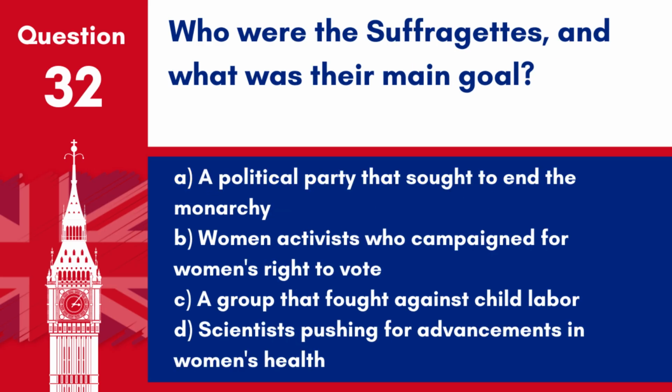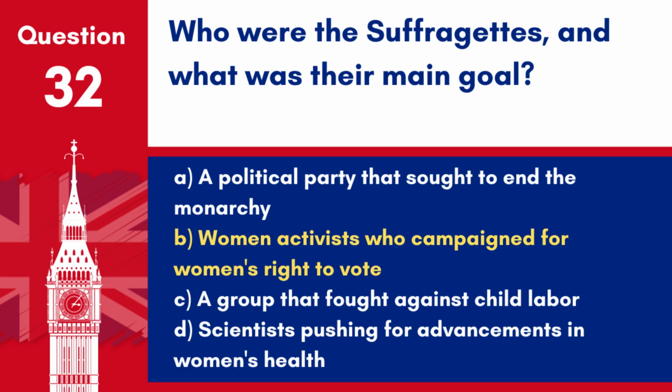Question 32. Who were the suffragettes, and what was their main goal? A. A political party that sought to end the monarchy. B. Women activists who campaigned for women's right to vote. C. A group that fought against child labor. D. Scientists pushing for advancements in women's health.